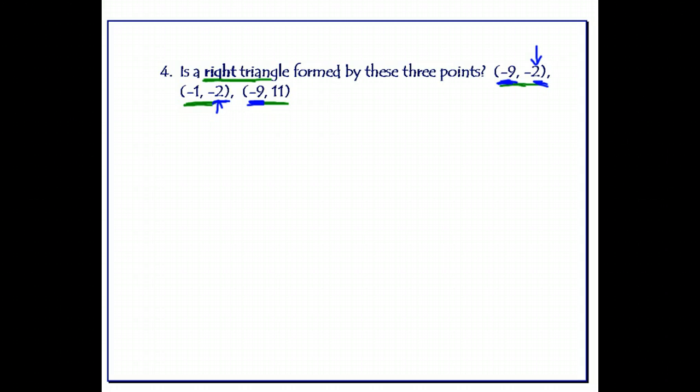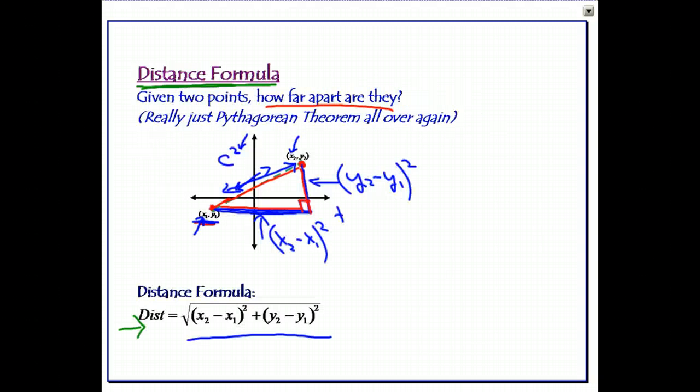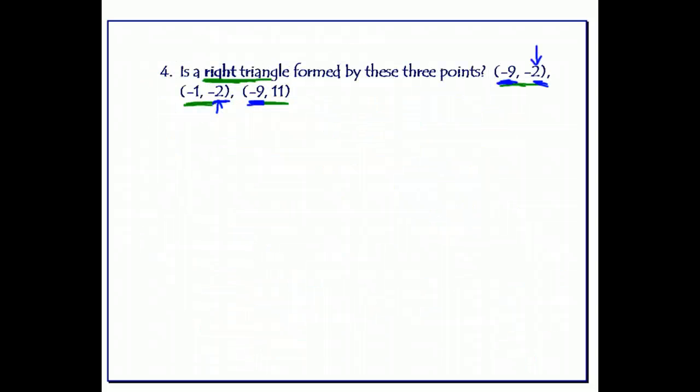It won't always work out like that, and there's one on the homework, I believe, where it doesn't work out like that so nicely. So instead, there's another way to figure this out. And the way you would figure this out is you go way back and say, how do you tell if it's a right triangle? Remember the converse of the Pythagorean theorem? If a squared plus b squared equals c squared, then it's a right triangle. So we need to know the side A, side B, side C. But wait a minute. They don't give us side A, side B, side C.